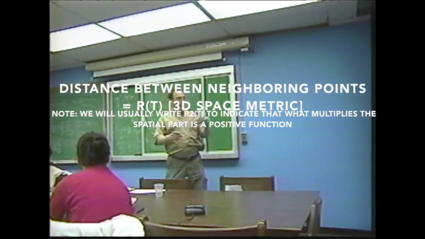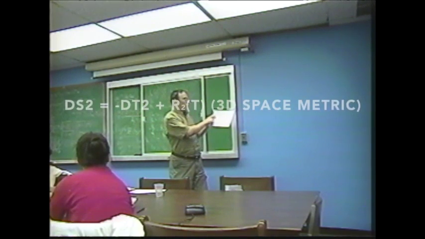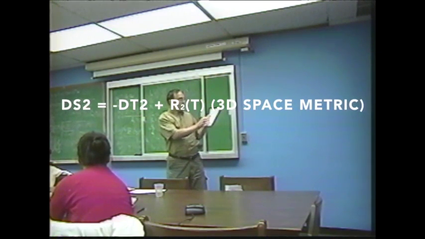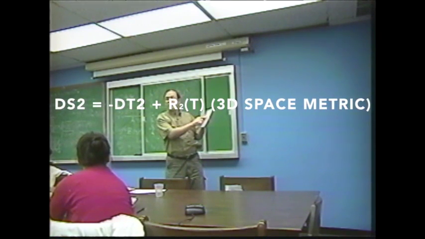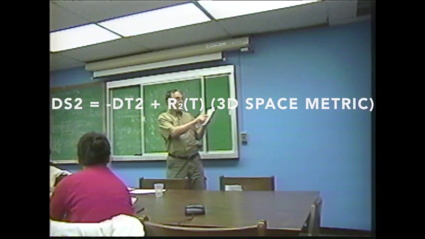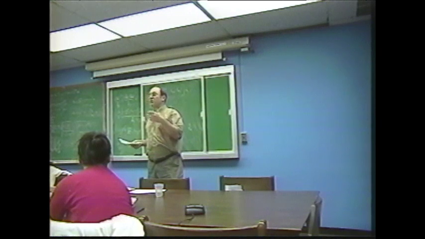Okay, so look at the upper left-hand side. You have ds squared. Forget about the dt squared part. Just look at the second part. You have R squared of t, some function of time, multiplying this whole spatial thing. What should be in front of the dt squared?